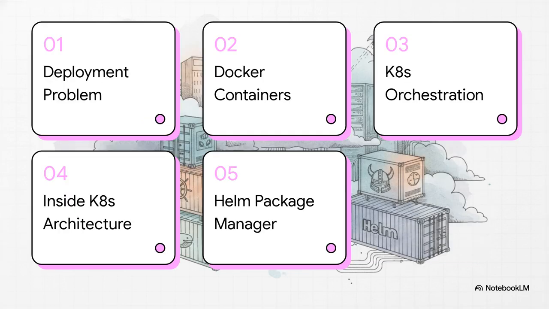Okay, let's dive into this roadmap and climb this problem-solution ladder step by step. We'll start with the deployment problem, then look at Docker and containerization, scale up with Kubernetes orchestration, peek inside Kubernetes architecture, and finally, wrap things up with Helm, the Kubernetes package manager.